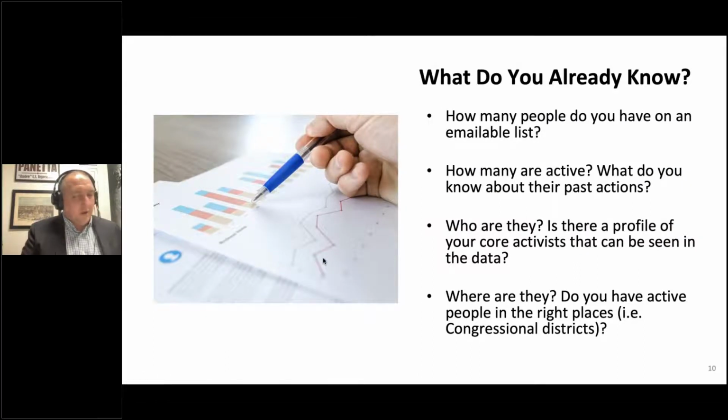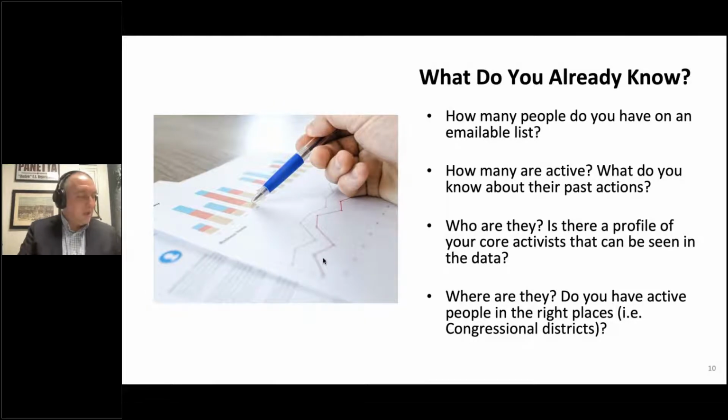Starting with that, diving into what you already know. Some of the things that we look at if we're working with a group that has an email list and we're coming in new and assessing their program, we want to know about the health of their email list. How many people are on there? How many people do you have as an email that are on an emailable list? How active are they? When was the last time they opened an email? When was the last time they clicked through on something?